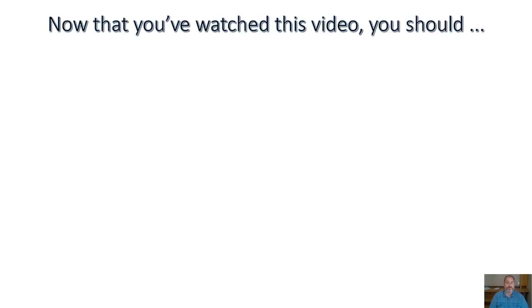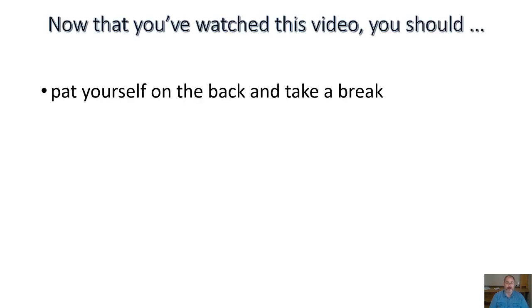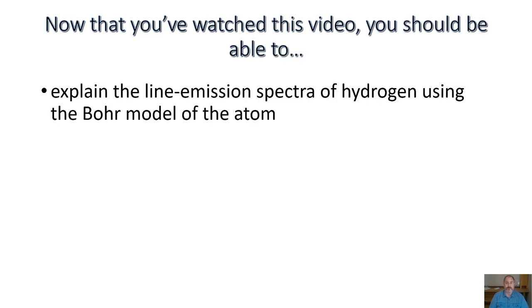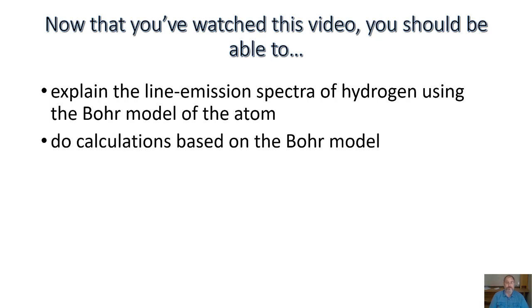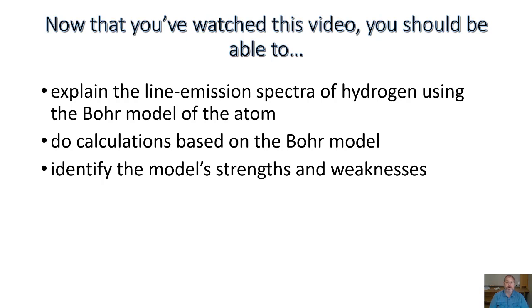Okay, so now that you've watched this video, you should first pat yourself on the back and take a break. But after you take your break, you should be able to explain the line emission spectrum of hydrogen using the Bohr model of the atom. You should also be able to do calculations based on the Bohr model, and you should be able to identify the model's strengths and weaknesses.